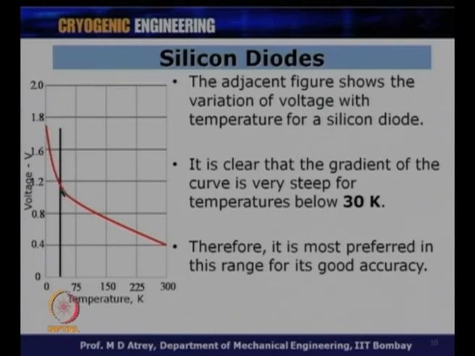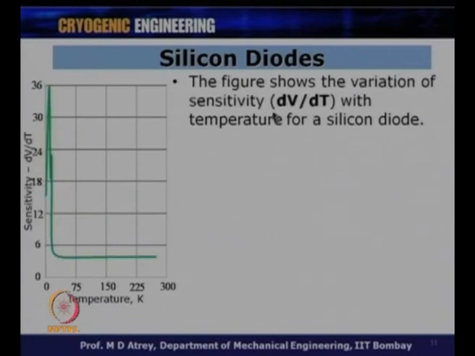So, below 30 Kelvin, that means as you come down to lower temperatures, these are the sensors which should be preferred when it comes to comparison against PT100 or thermocouples. So, at lower and lower temperatures, silicon diodes are most preferred. Below 30 Kelvin, I will always prefer to have a silicon diode and not PT100 and not thermocouples because of such characteristics of the silicon diode. Therefore, it is most preferred in this range for its good accuracy.